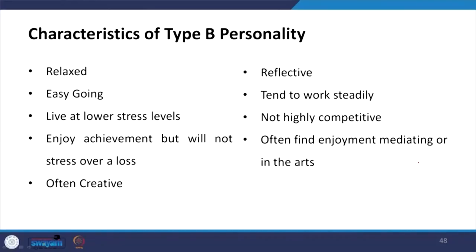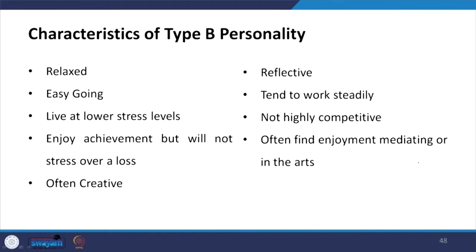As I mentioned, the Type A personality is very vibrant, very active, they want to achieve, and they get fired up very easily. In the case of the Type B personality, they are relaxed. They say, okay, fine, it will be done, no problem, there is no hurry, they are easy going. If it happens, it happens. They live at a low stress level, and because they are not much worried, their stress level is very low. They enjoy achievement, but will not stress over a loss, right?